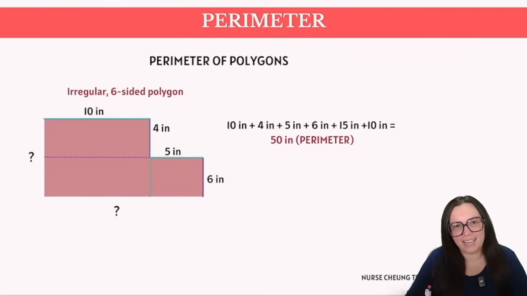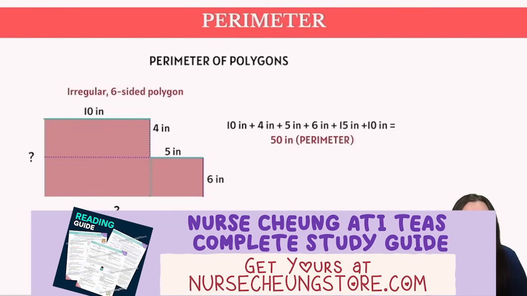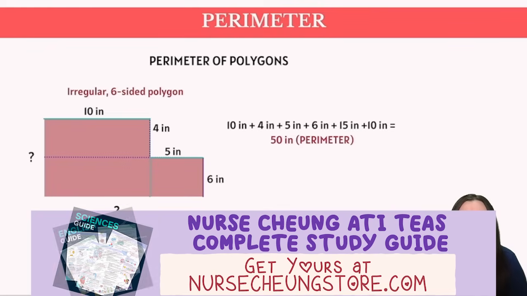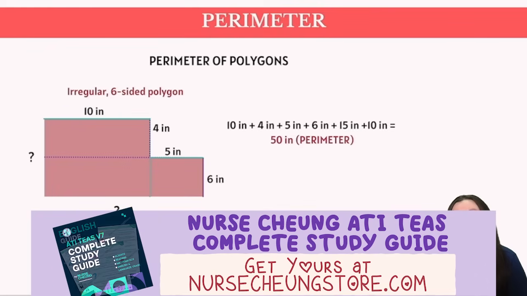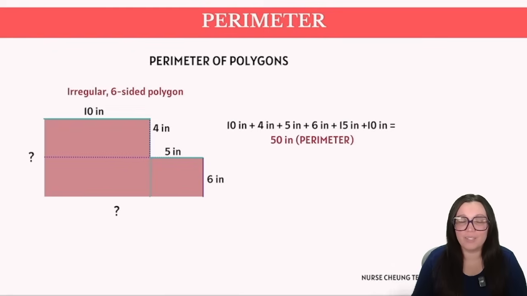Let's do a more complicated example. This time we're looking at a polygon with 6 sides again, but this one isn't regular. That means that the length of each side is going to vary. This example is a bit more challenging because the diagram only reveals the lengths of 4 sides, leaving us with 2 sides that are unknown. Encountering incomplete information is very common in mathematics and also on the TEAS.